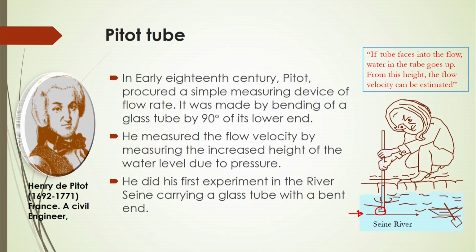This rise of liquid in the glass tube because of the pressure, and from that concept he first actually discovered this pitot tube. He did his first experiment in the river Seine, carrying a glass tube with a bent tube here, and based on how much rise of liquid there was in the tube, which is actually the pressure difference, he estimated the flow rate of the water in the river.